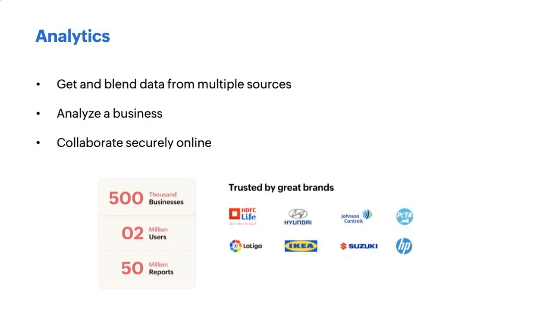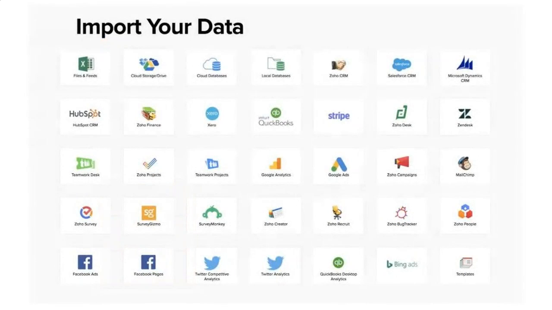What's awesome is 500,000 businesses trust Zoho Analytics and are using it currently. It's trusted by brands that everybody knows, like Hyundai, IKEA, Suzuki, and HP. All these businesses are starting to see what Zoho Analytics is and how powerful and useful it is. Whenever we're talking about how you can blend and import your data, this isn't what it's going to look like for you, obviously, but you can blend all these different reports together.